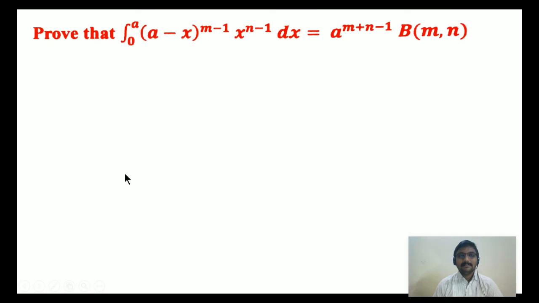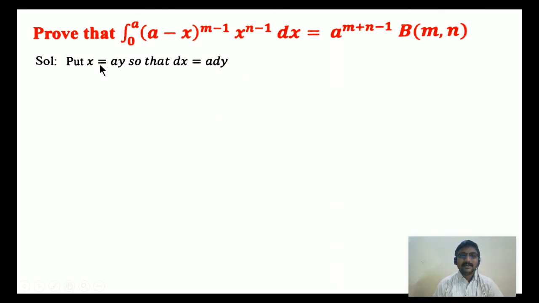Hence proved. Another problem: prove that integral 0 to a of (a minus x) whole power m minus 1 into x to the power of n minus 1 dx is a power m plus n minus 1 into beta of m, n.